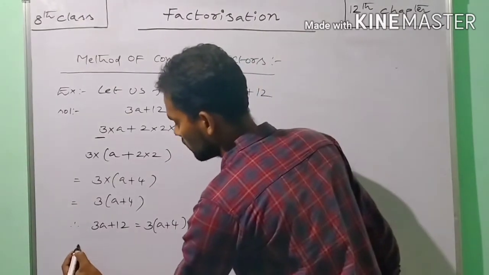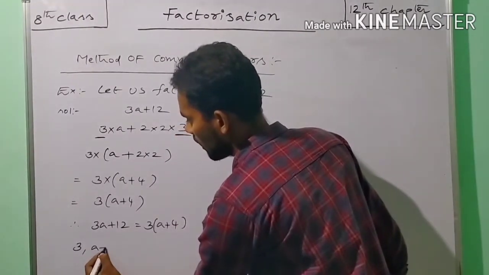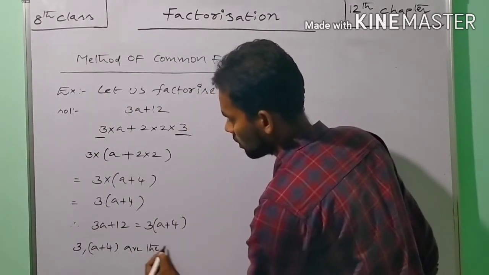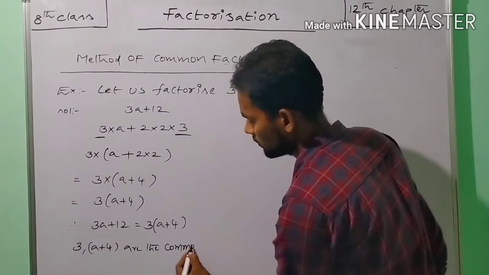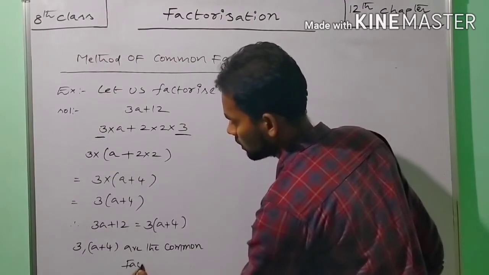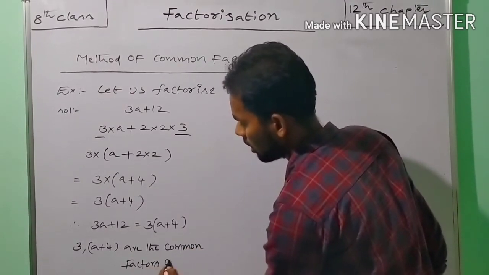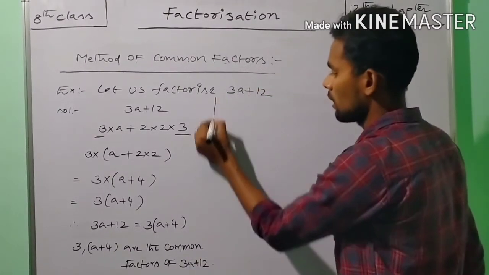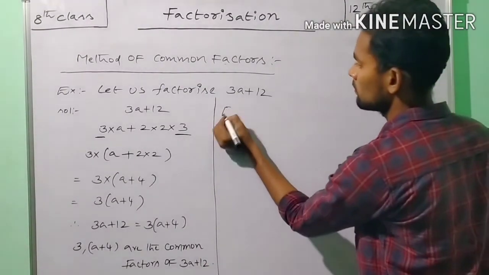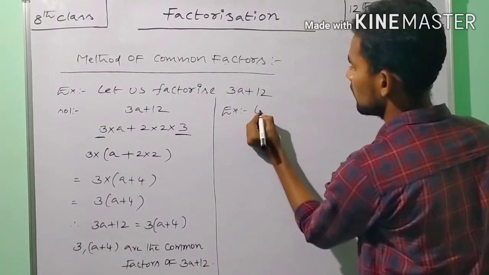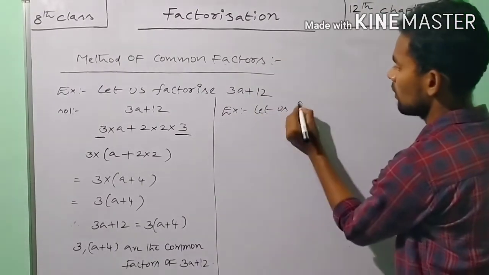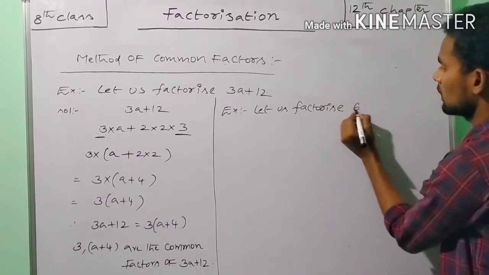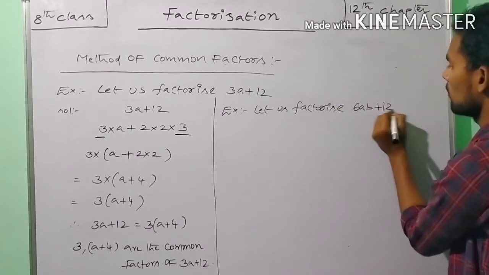So here 3 and a plus 4 are the factors of 3a plus 12. Another example, let us factorize 6ab plus 12b.